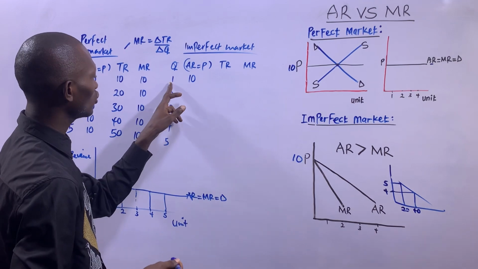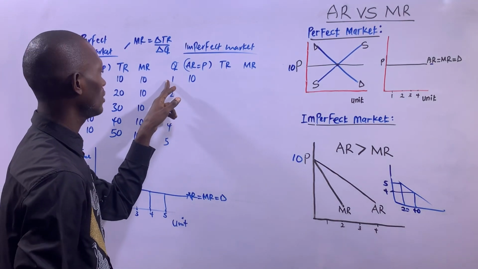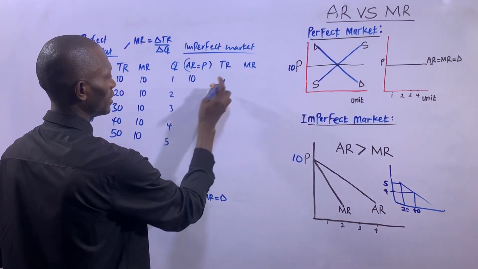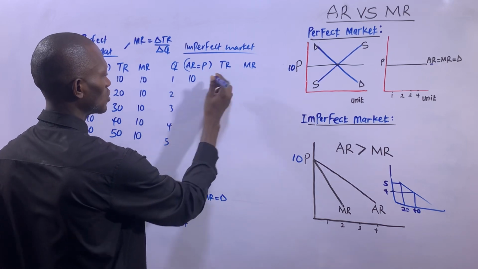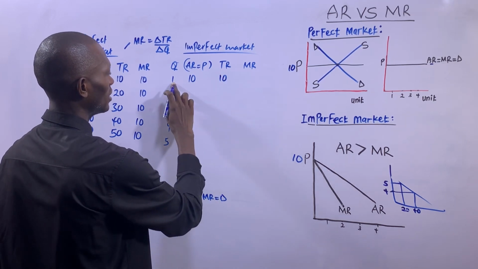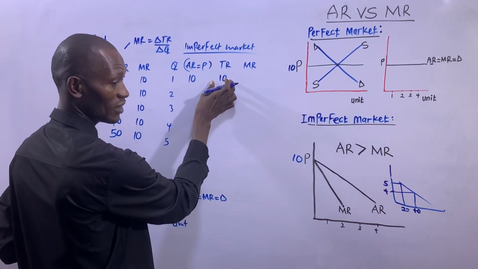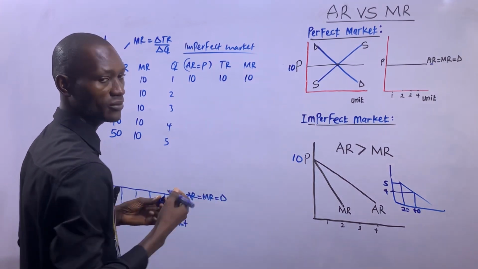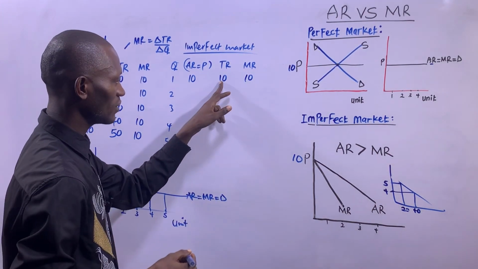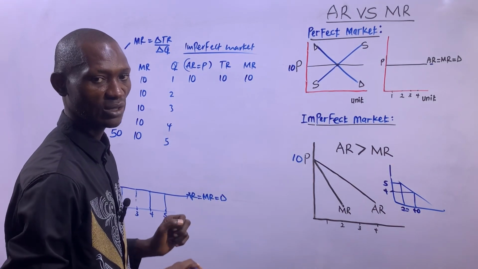You sell one unit for 10 naira. That's our total revenue, which is going to be 10. That's 10 times 1, that's 10. Our marginal revenue is going to be, since total revenue is 10, 10 as well.